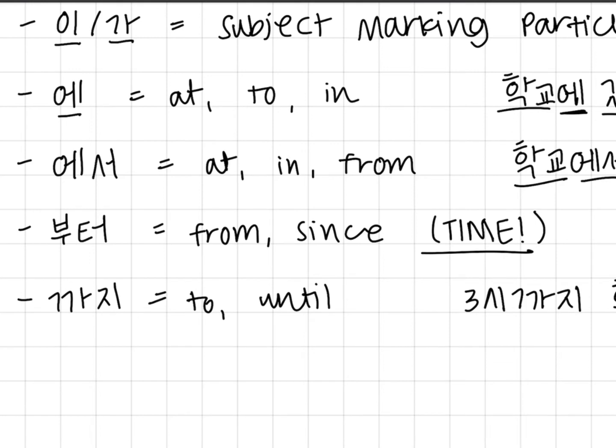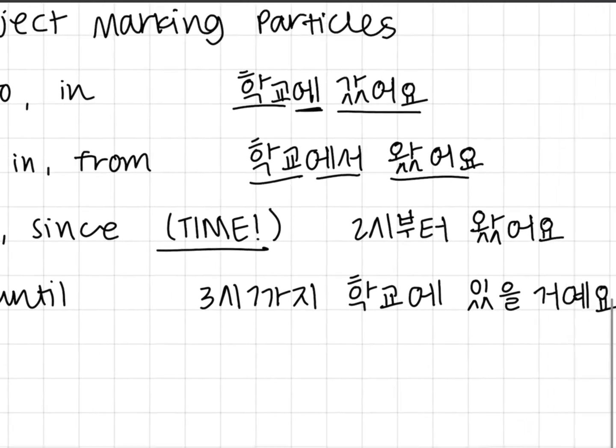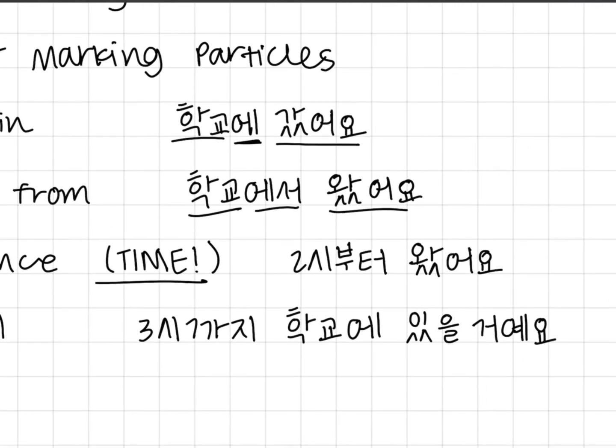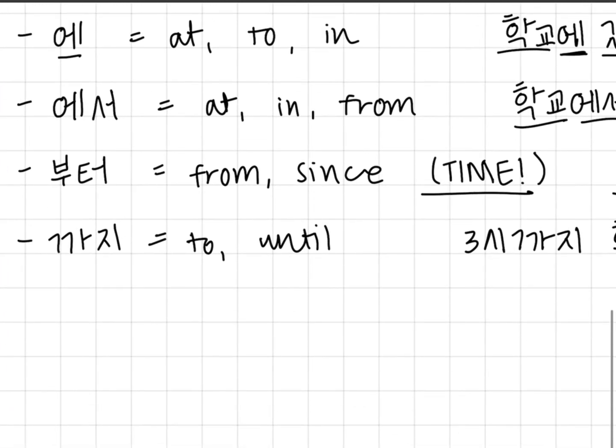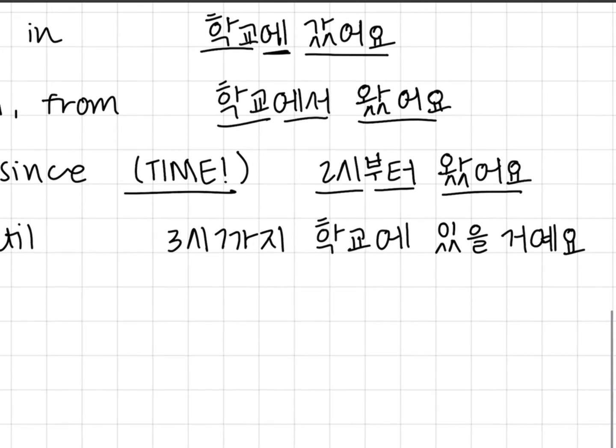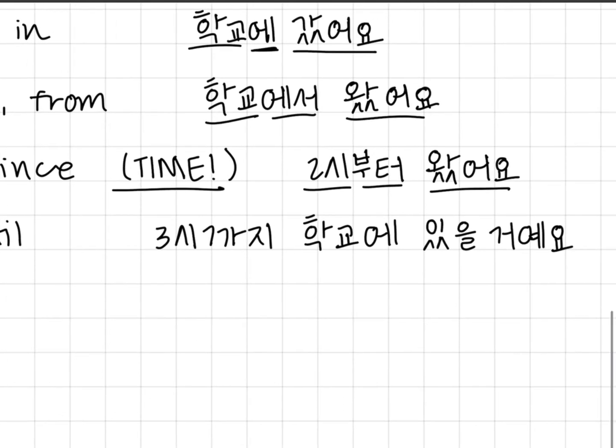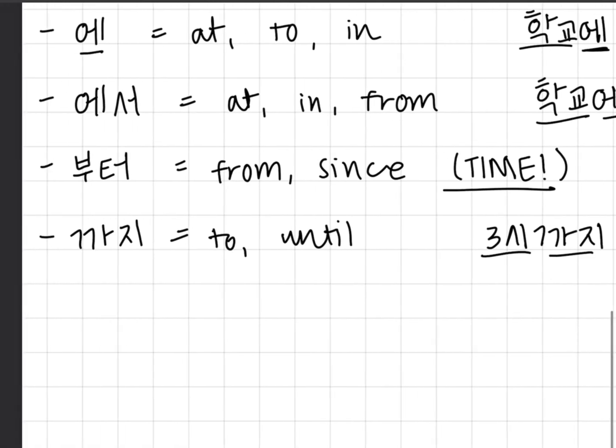부터 is a particle that is related to time. So someone asks, since when did you come here? You could say 2시, which means 2 o'clock. 부터, since, like since 2 o'clock I came here. 왔어요, I came since 2. 까지 is used in both location and time. And it means to or until. So someone asks, when does your school end? You could say 3시, which means 3. 까지 학교에 있을 거예요, which means I will be at school until 3 o'clock.